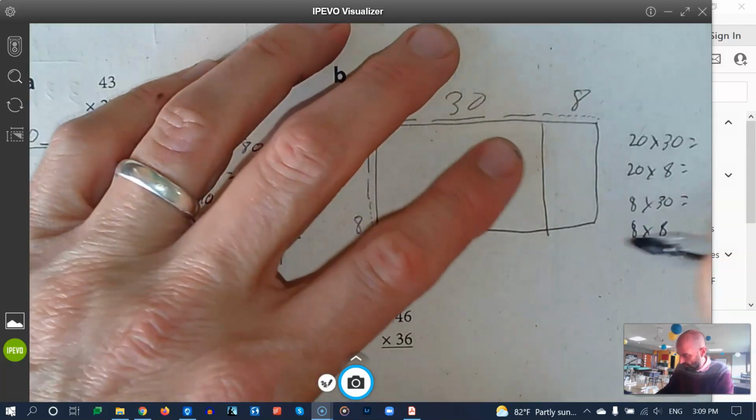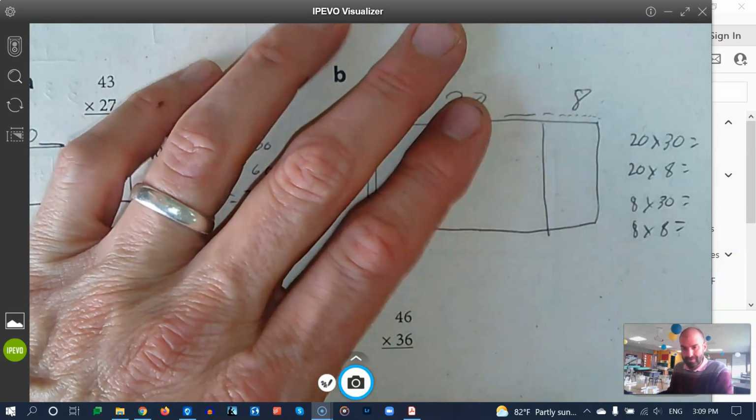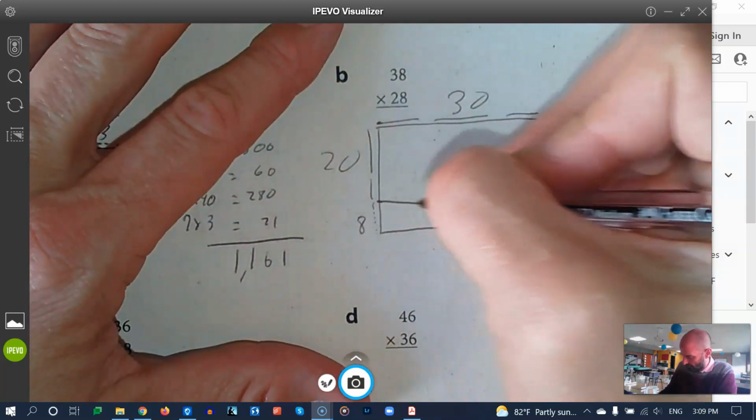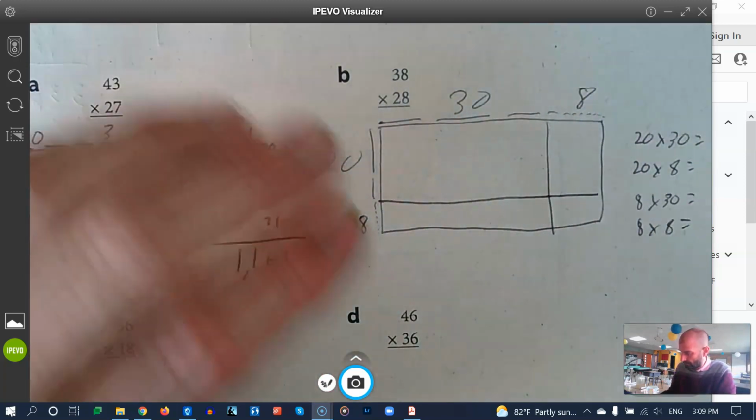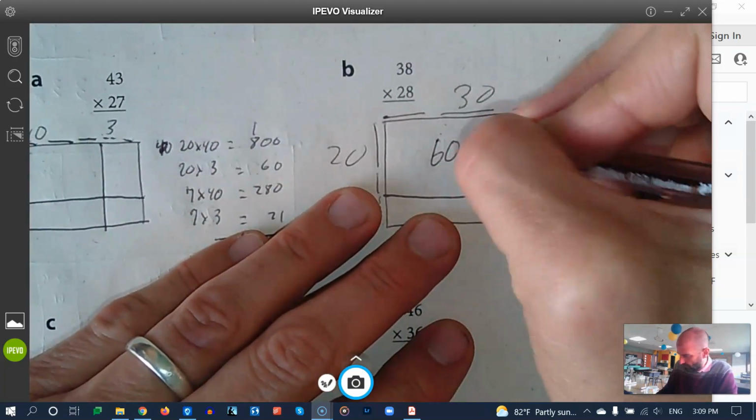So I'm doing 4 calculations, getting partial products, and adding them together to get that whole thing. I probably should have filled that in. So we have 20 times 30, which is 600.